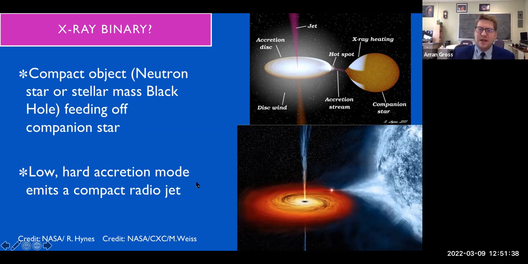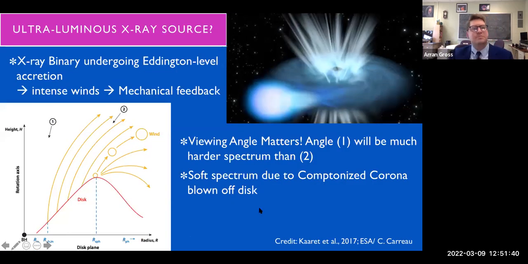Similar to an X-ray binary, we might have a pumped up version, these recently discovered ultraluminous X-ray sources, where we've got a black hole that's reaching Eddington level or even super Eddington level accretion, and then we get radiation pressure generating a mechanical feedback, blowing out intense winds of material.